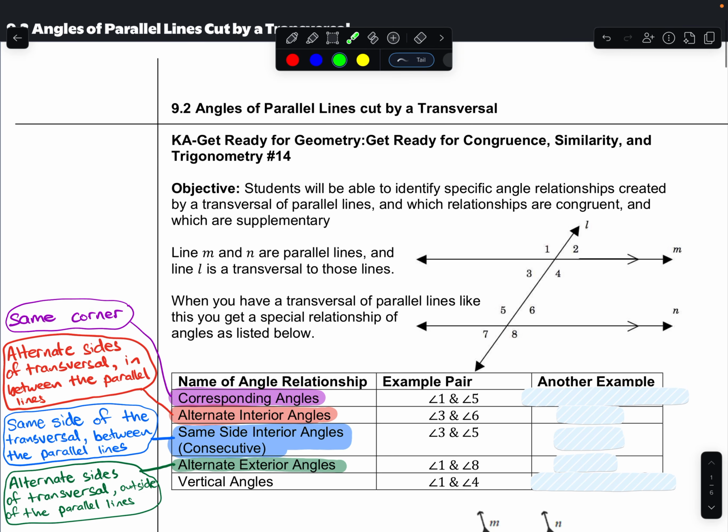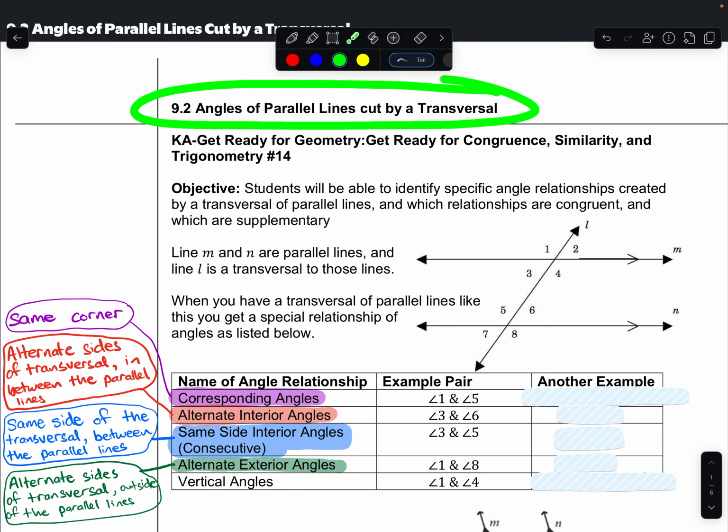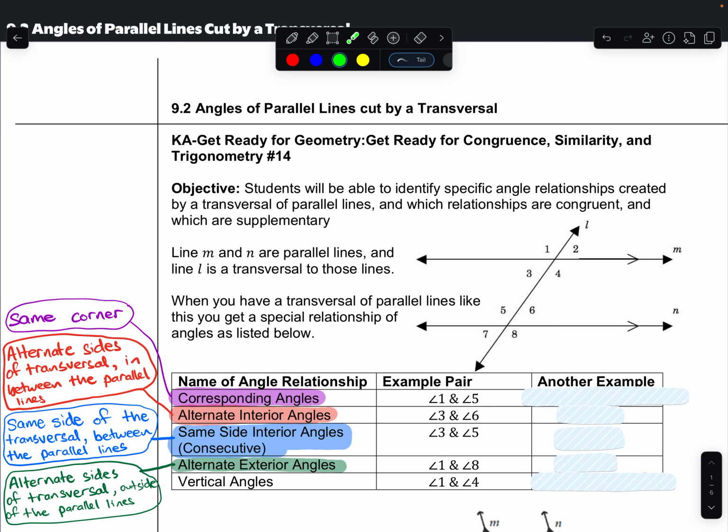All right, this is lesson 9.2, angles of parallel lines cut by a transversal. So just like 9.1, this is a review lesson. This stuff should look familiar. You should have seen this in another math class before this. If not, that's why we're going over it now.